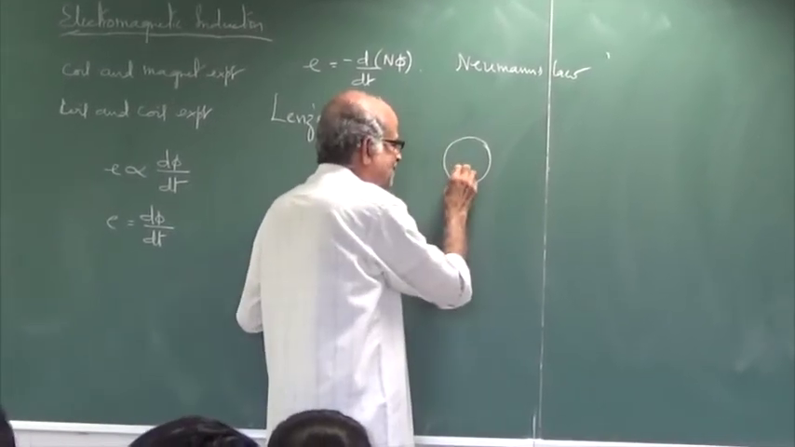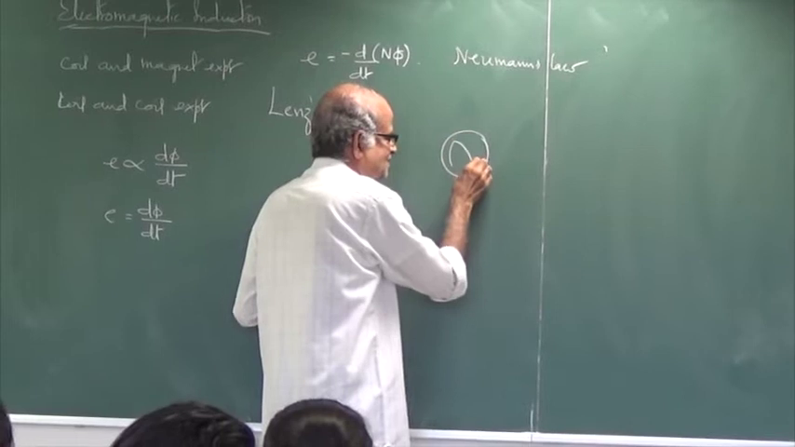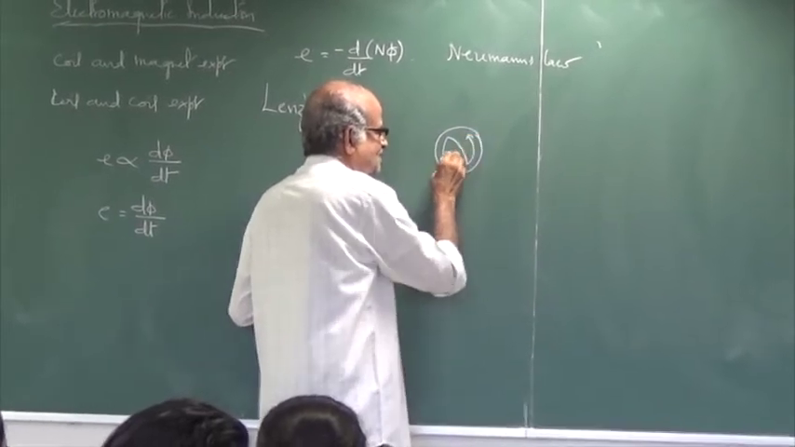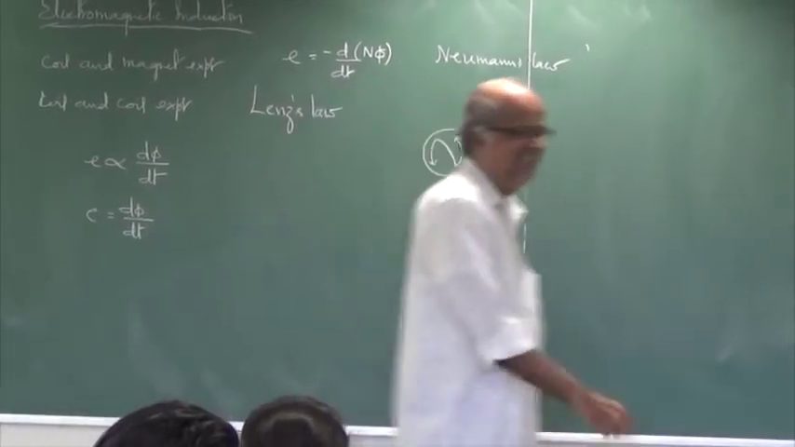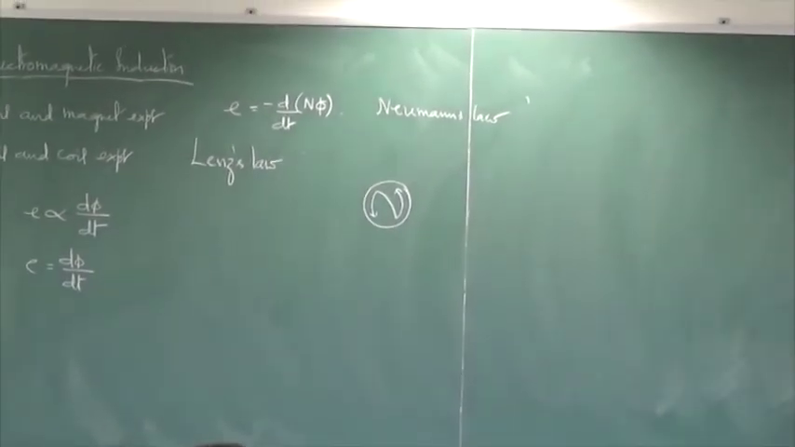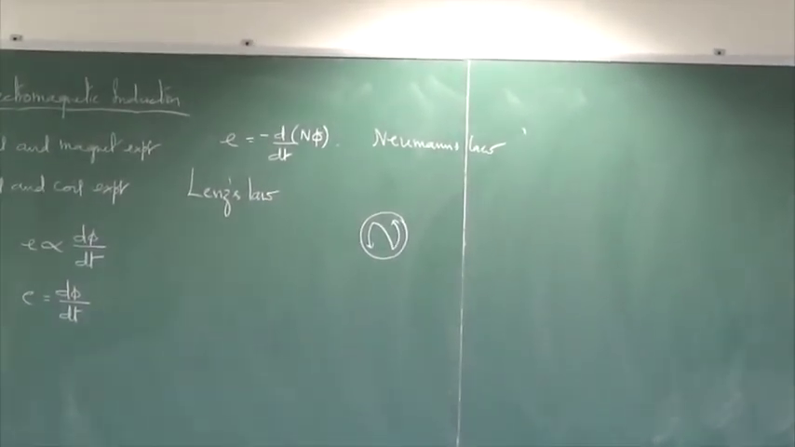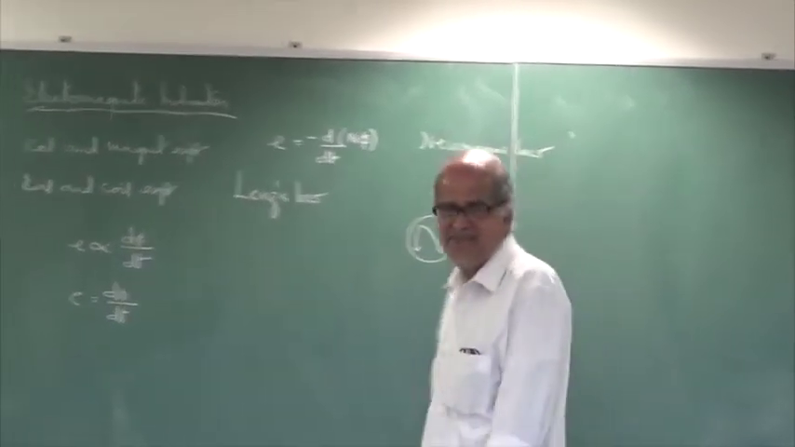When the north pole approaches the ring, current should flow in such a direction that this becomes a north pole. The easy way to remember is: current flows in the anti-clockwise direction on this side in that case. It's very easy to remember.